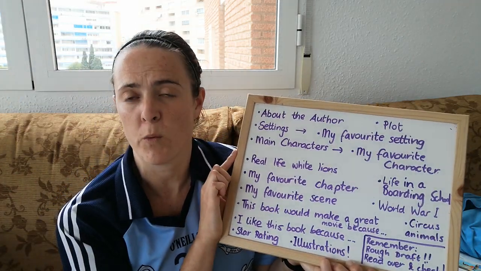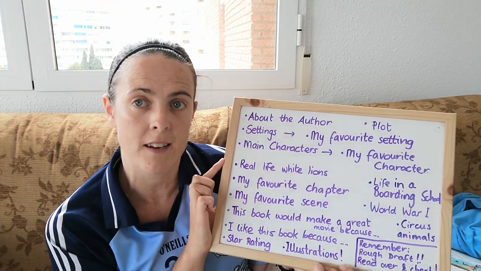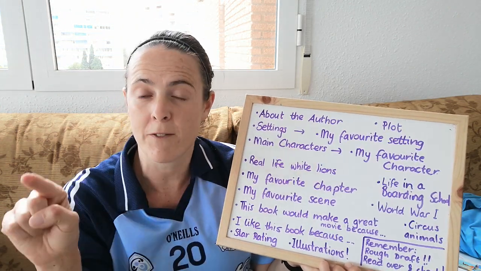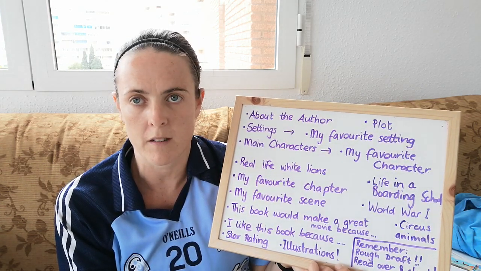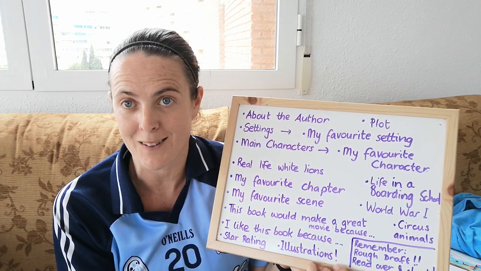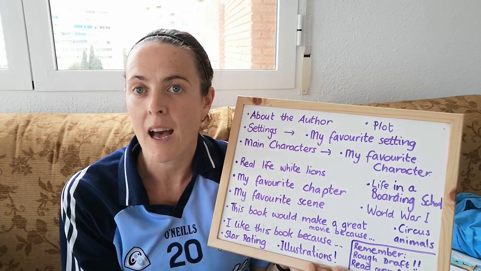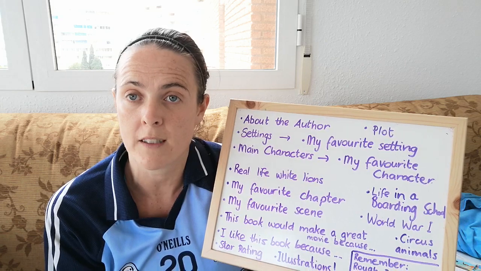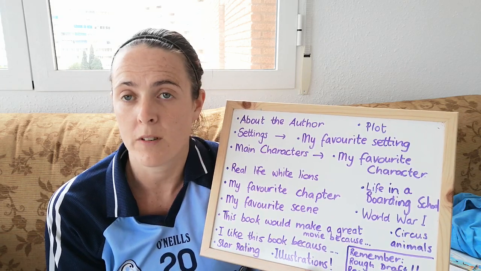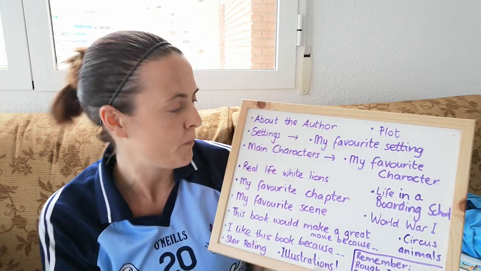Maybe you want to write about real life white lions. You could go back and look at the video and again, write a few sentences, or you could search them on Google. Do not copy word for word. I can spot straight away when you do that, okay? So read it over and write 3 or 4 sentences in your own words. Read over them to make sure they make sense. Put in capital letters, full stops, etc.